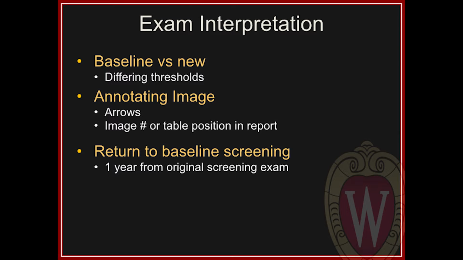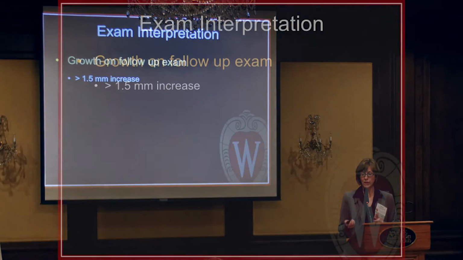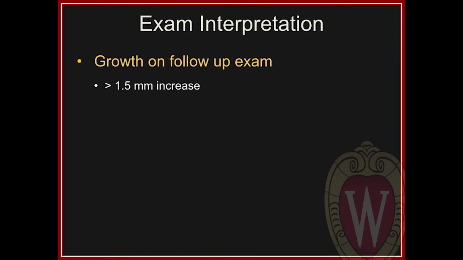Another thing to keep in mind with the Lung-RADS 3 or 4 designation, where you're getting a 6-month or 3-month follow-up: if those nodules stay stable and it says return to baseline screening, that's 1 year from the initial baseline. So it's not 1 year after that 6-month or 3-month follow-up, it's after that initial baseline screening. And then growth is defined as greater than 1.5 millimeters in diameter.